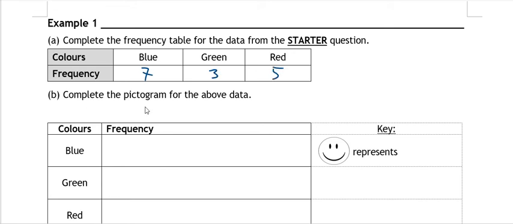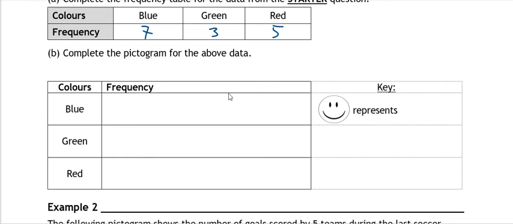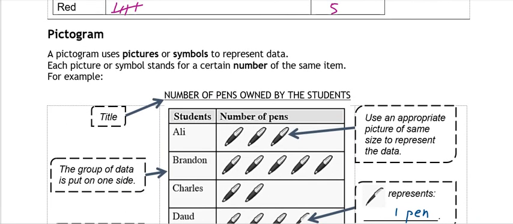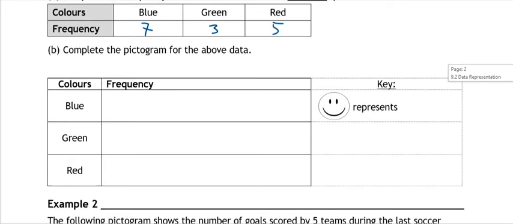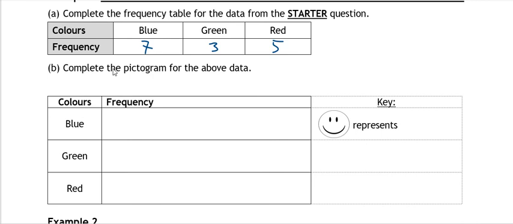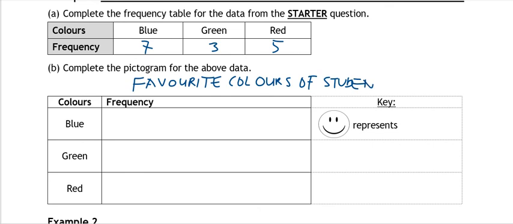Okay, the next one is here, complete the pictogram for the above data. So here you are given some sort of table, but this is for a pictogram. And previously I have pointed out that a pictogram will have a title. So you notice that the title is missing over here. So what we're going to do is, this is telling you the title will be favorite color of students, right? So here I have provided you with the key.